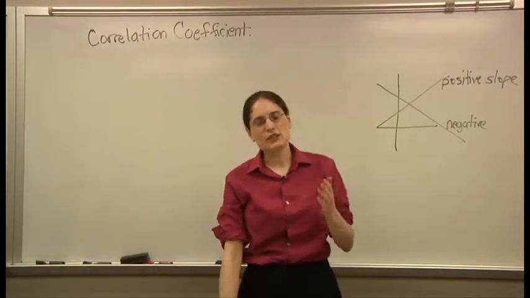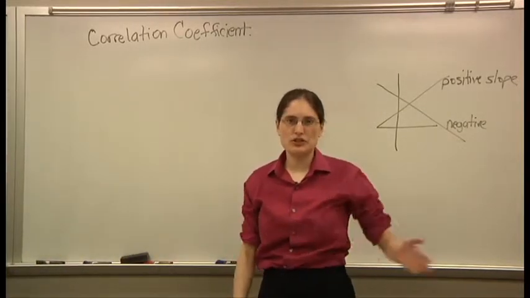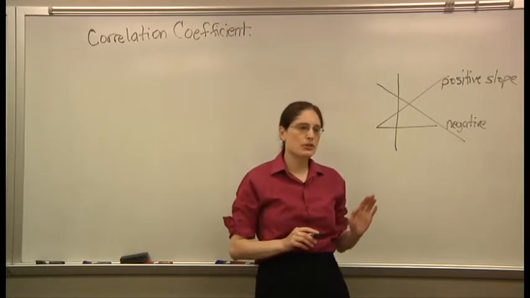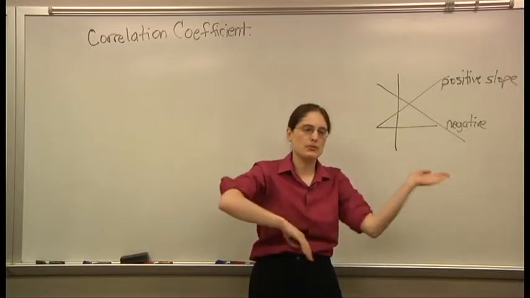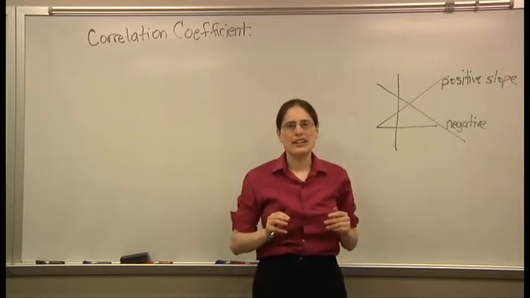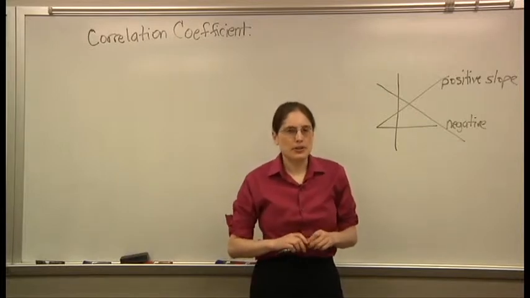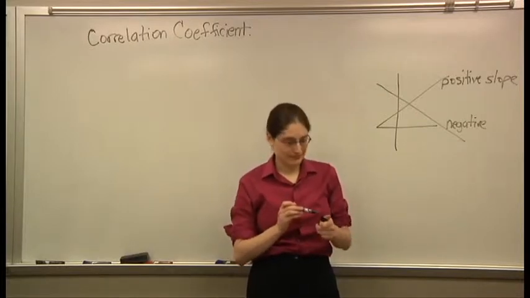Now, this is way too easy, right? We can't just look at pictures and say, oh, that one's going in a positive direction and that one's going in a negative direction. It can't be that easy, really. There's got to be some numbers here, and there are.